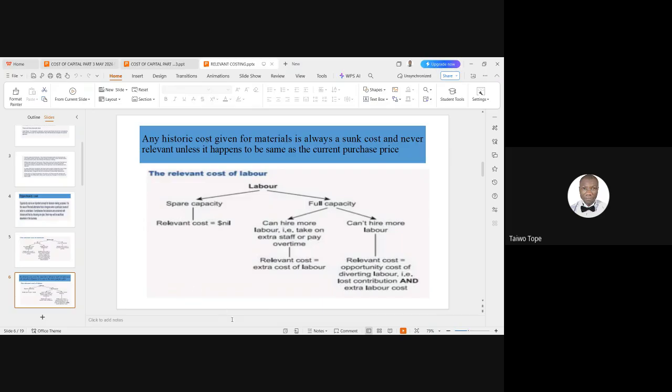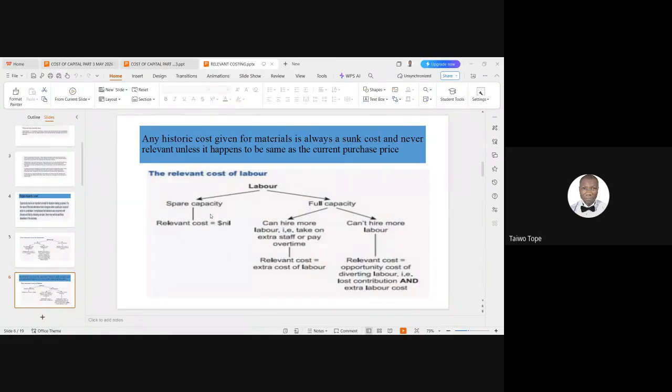Oftentimes, I've asked what the meaning of spare capacity is. When you have spare capacity, it means you have the workers in excess. So when there is need for them, are you going to still pay them for engaging them? The answer is no. So when you have too many workers in excess, idle, and there is need for them to be engaged, the relevant cost will be zero because they're already fully engaged.